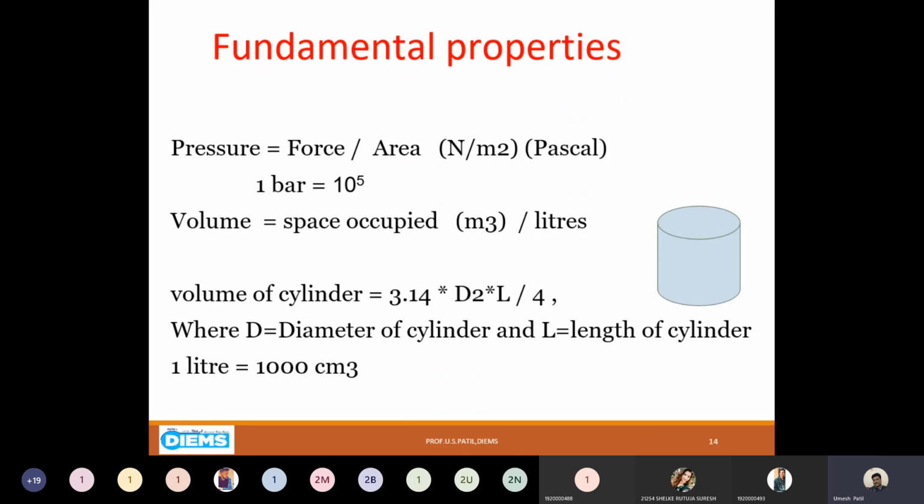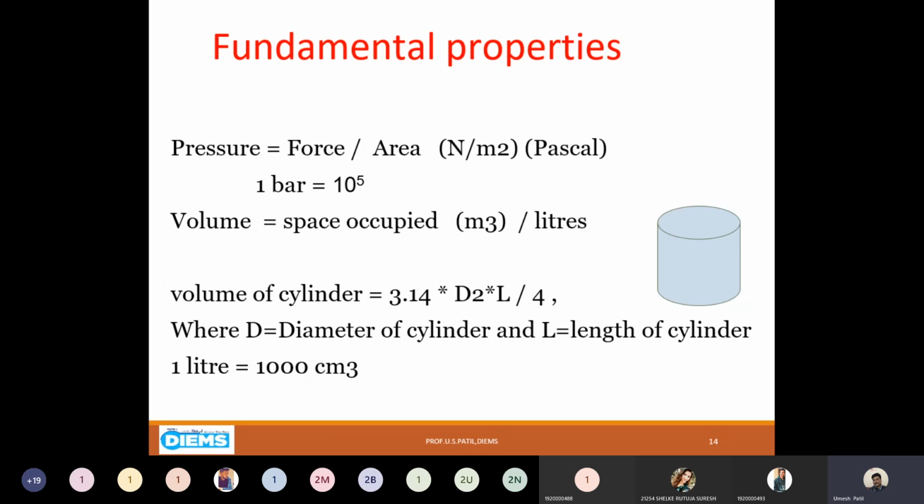In that, engine capacity is in cc. Cc means centimeter cube, so 1000 centimeter cube means 1 liter. Higher engines are generally measured in liters. If you see car engines, it is mentioned as a 1.2 liter engine, 0.8 liter engine, 1.5 liter engine, 2 liter engine, 3 liter engine. 1 liter means 1000 cc, so a 3 liter engine has a capacity of 3000 centimeter cube.